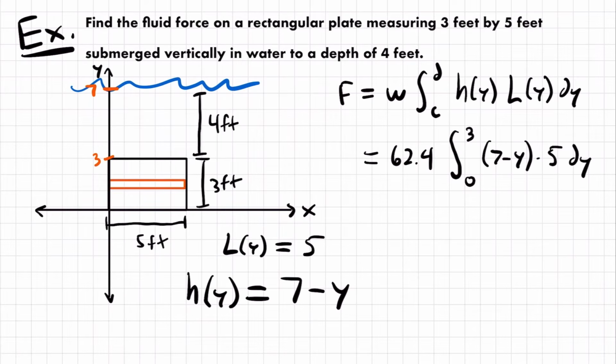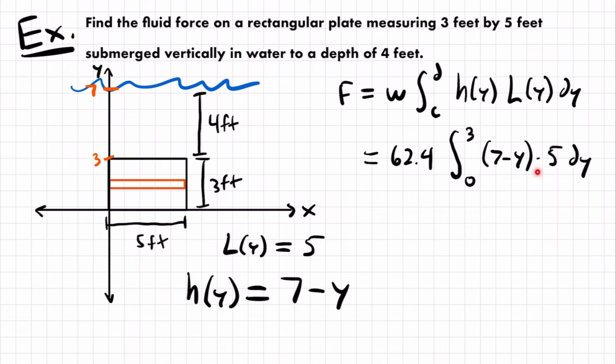Now it looks different from our definite integral from earlier, but what we're going to find is that if we solve this definite integral, we are going to get the same answer of 5,148 pounds. It doesn't matter where you set your x or y axis, as long as you determine the correct bounds of integration, your depth function, and your length function, you're going to get the same answer.